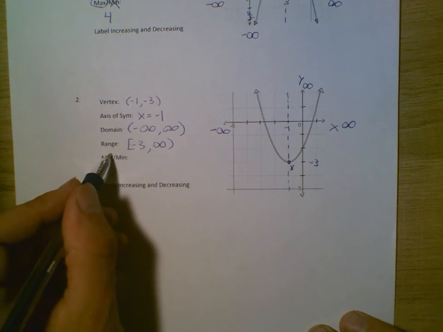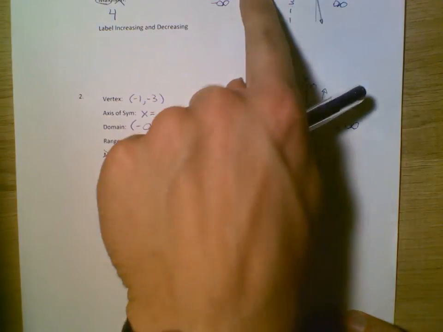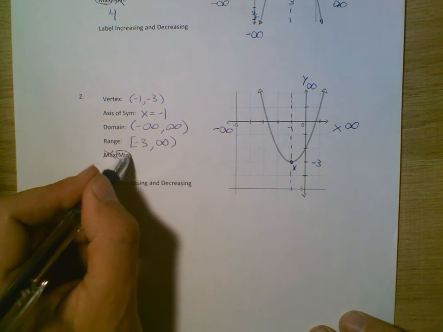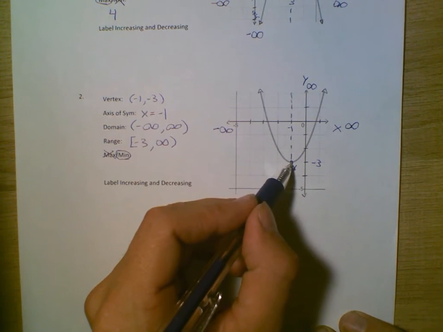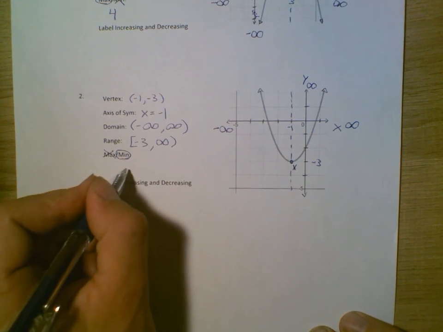All right, then moving on to max and min. We don't have a maximum in this case because it's always going up, but we do have a minimum. The lowest value is at -3 here, so we would have a minimum of -3.